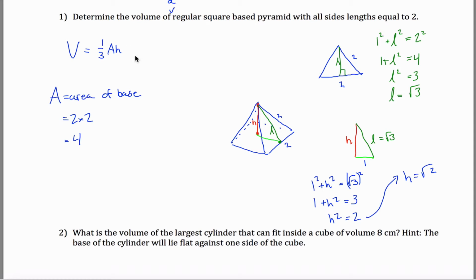Once you have H, you can finish this problem up here. I can say that the volume is 1/3 times A, which I determined earlier to be equal to 4, times H, which is equal to the square root of 2. In other words, you get 4 root 2 over 3. How about that?